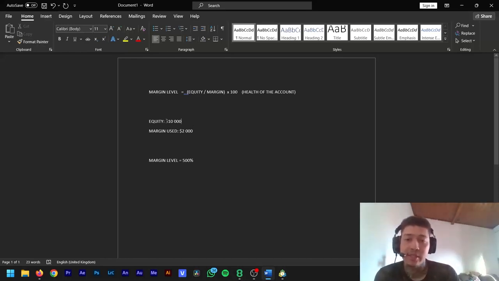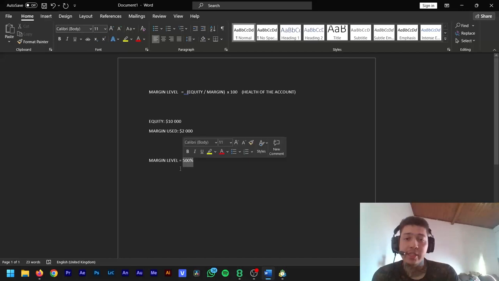In this case, it's 10,000, and we're going to use a margin of $2,000 off the $10,000 available to trade, which is essentially 20% of the capital. So margin level equals 10,000 divided by 2,000 times 100. 10,000 divided by 2,000 is 5, and then times 100 is 500. So in this scenario, the margin level is 500%.